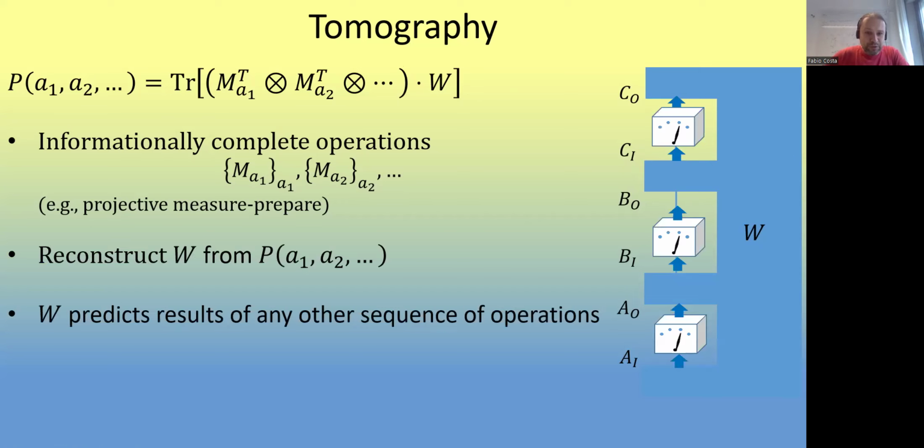So we reconstruct the process from probabilities, and once we have the process, then we can use it to make predictions for any operations, including operations that we have never performed before. So this is the strength of tomography, that given we reconstruct the process, it allows us to make predictions also for new operations, for example unitaries or other types of measurements we didn't do before, and the process is still enough to characterize everything we need to know.